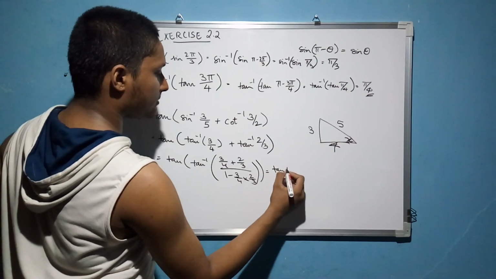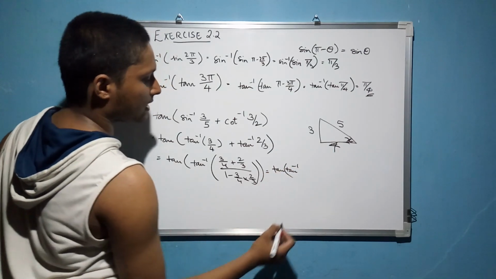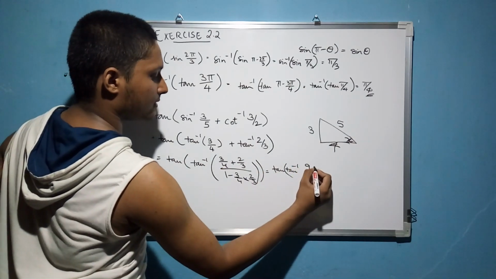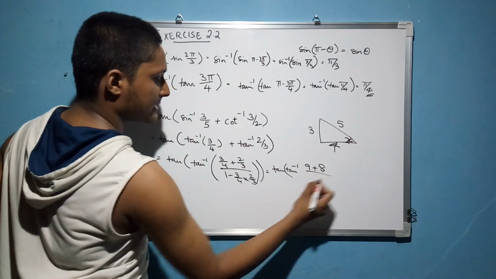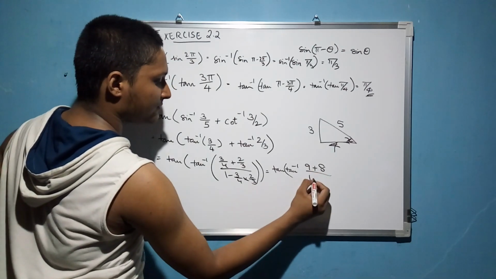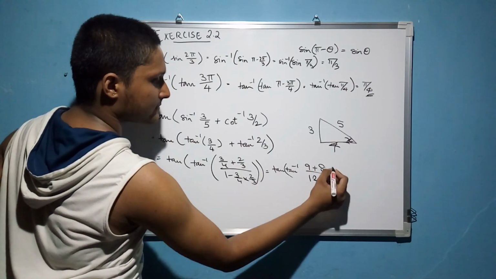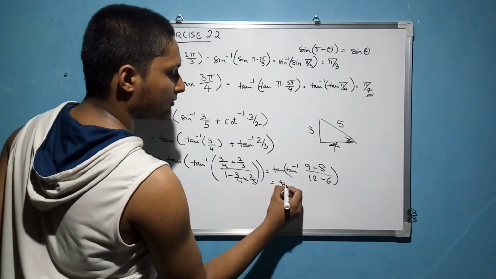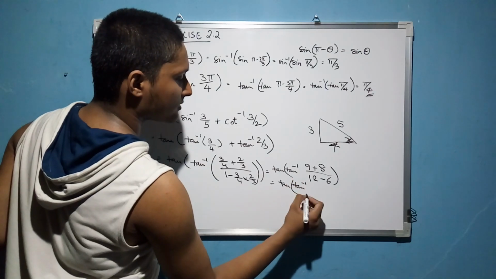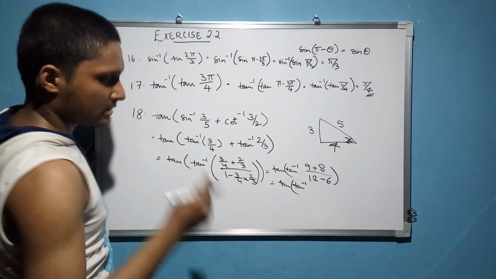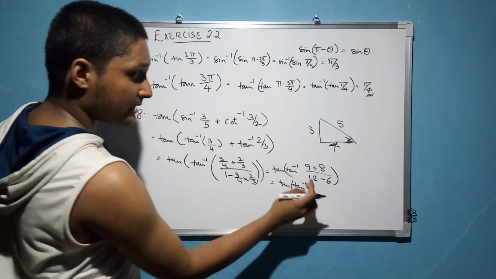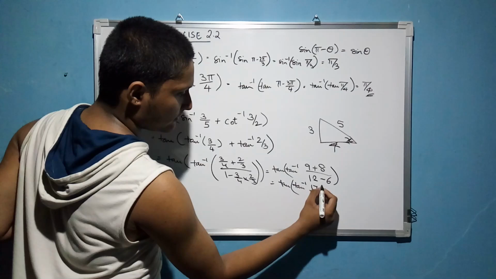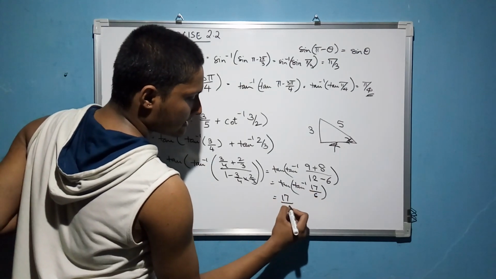Now the remaining part is just about simplification, how fast you can do. So 3 into 3 is 9, 4 into 2 is 8, 9 plus 8. Now we have 4 into 3, 12. 12 minus 3 into 2 is 6. So you have tan of tan inverse, 9 plus 8 is 17, divided by 6. So 17 divided by 6. The answer is 17 by 6.